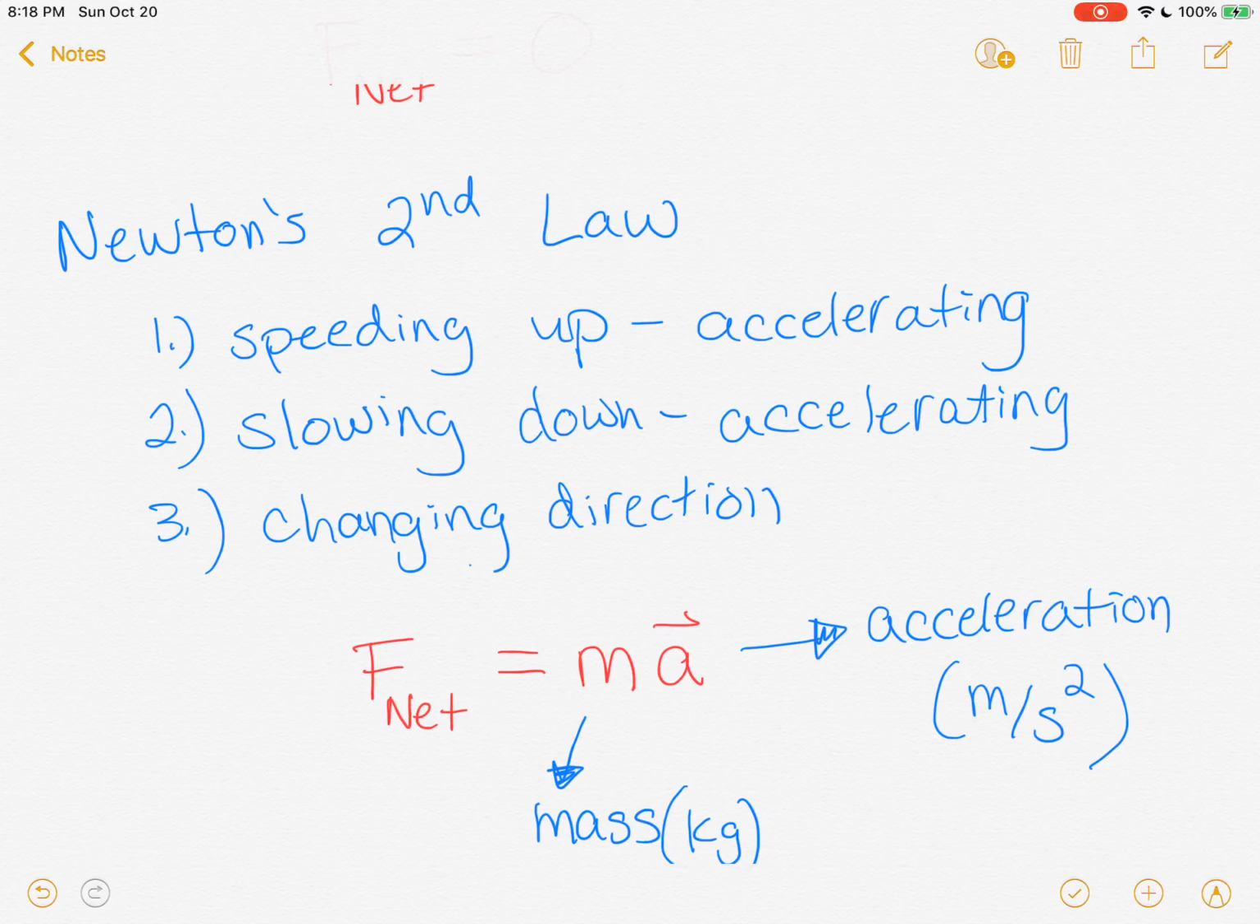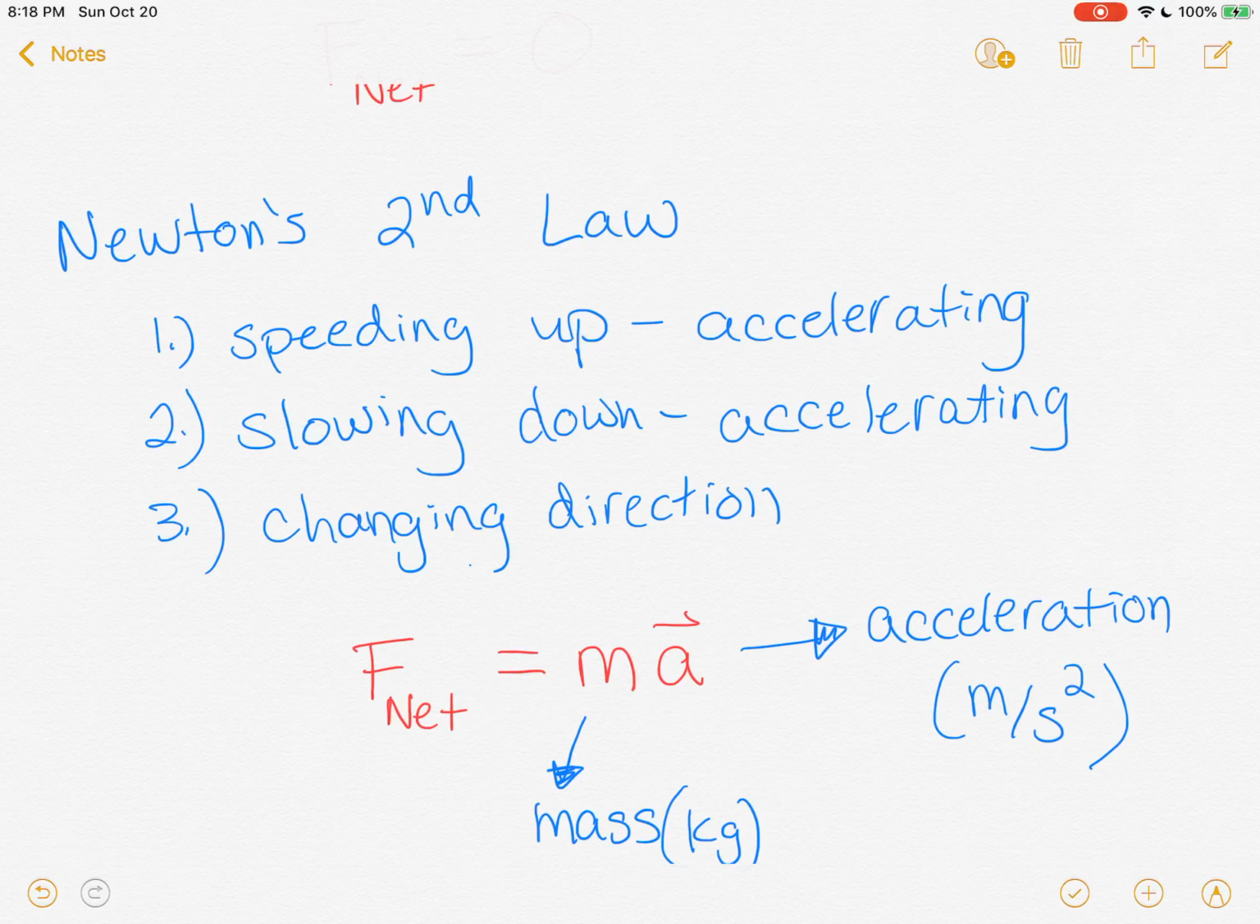So if Newton's first law does not apply, then Newton's second law applies. So if the object is not at rest or not moving at a constant velocity, then we're dealing with Newton's second law. So we're speeding up, we're slowing down, we're changing direction. Okay, in this case, the net forces will not cancel each other out. So we will not have a net force of 0. We'll have a net force that is equal to the mass of whatever object we're looking at times the acceleration. So how fast it's speeding up or slowing down or changing direction.